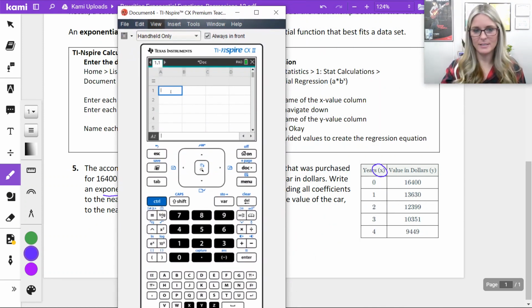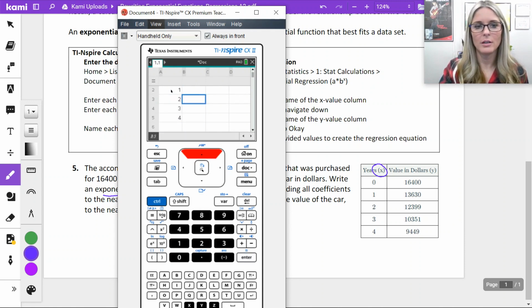Column A, we've got 0, 1, 2, 3, and 4. Column B: 16,400, 13,630, 12,399, 10,351, 9,449. Okay. Let's go up next to our letters and label.